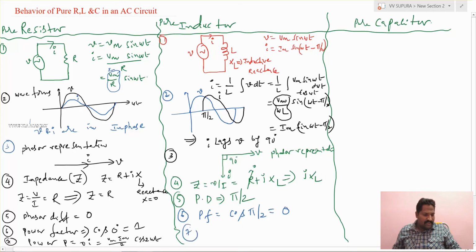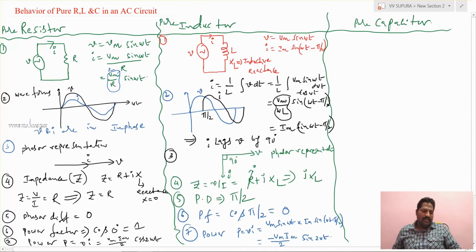And the seventh point, power. P is equal to voltage into current, that is Vm sin omega t multiplied with Im sin omega t minus pi by 2. If we solve this, we get minus Vm Im by 2 sin 2 omega t. So this is the equation of power I can get when we give a sinusoidal supply to a pure inductor.